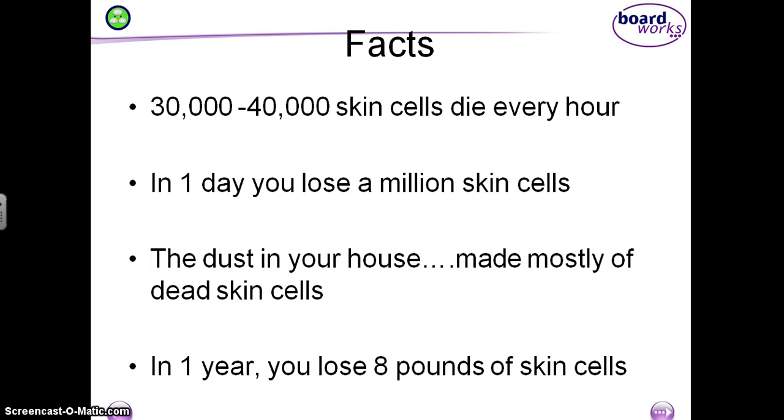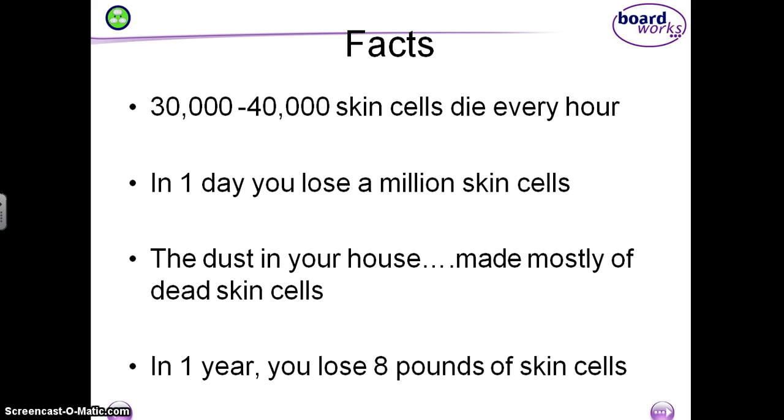Okay, so just some interesting facts for you guys. Every hour you lose 30 to 40,000 skin cells. Your skin cells have a lifespan, and so every hour that's how many you lose. In one day you lose 1 million skin cells, and then in 1 year you lose 8 pounds of skin. If you've ever looked at your house and you've seen all that dust in your home, that dust, not completely, but is mostly made up of your and your family's dead skin cells.